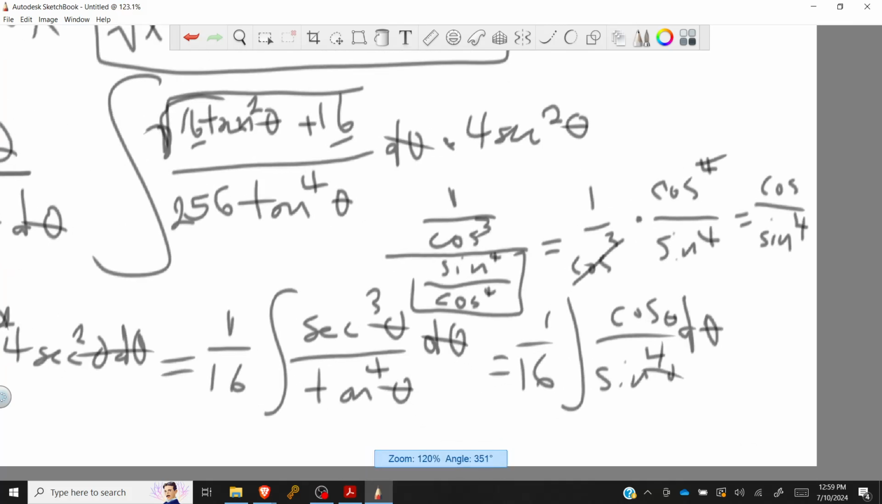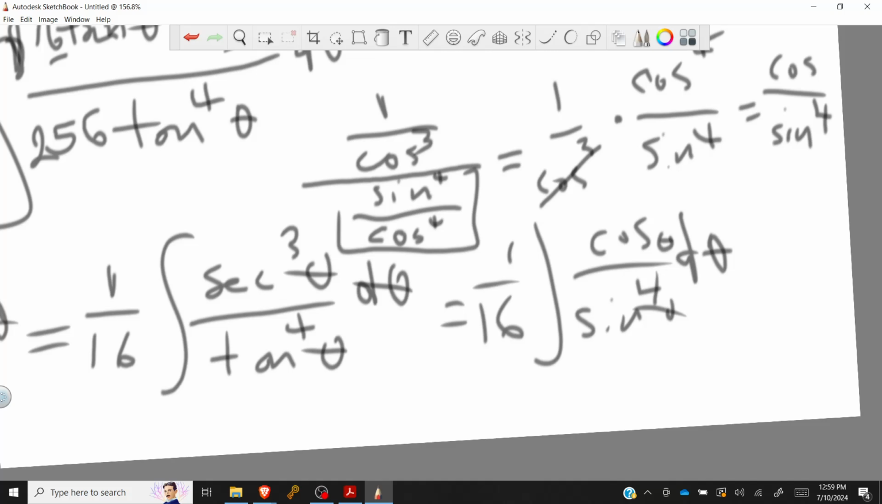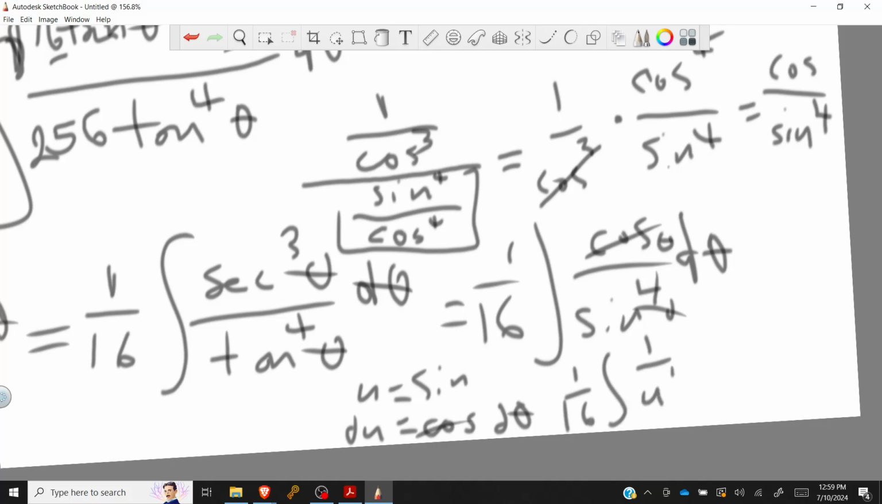And this problem looks very similar to the one we just did. So I'm going to have u equal sine, du is going to equal cosine d theta. So these cosines are going to cancel out, and we'll be left with 1 over 16, 1 over u to the fourth du.